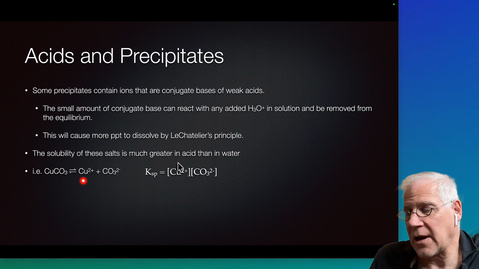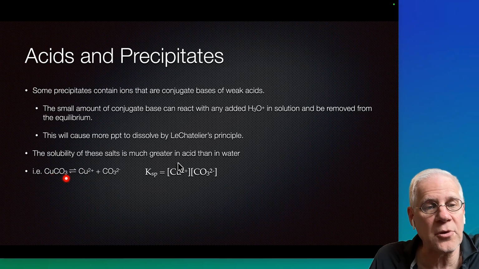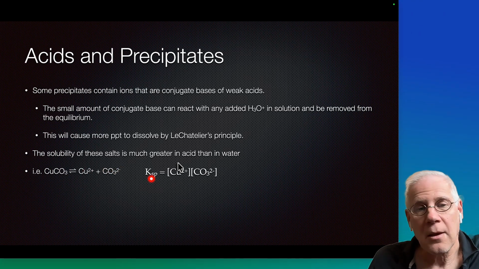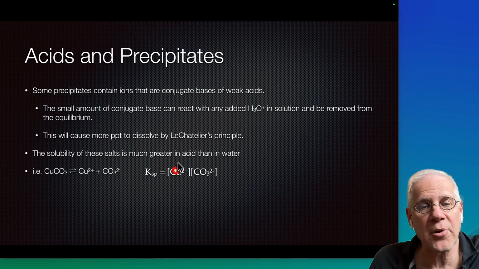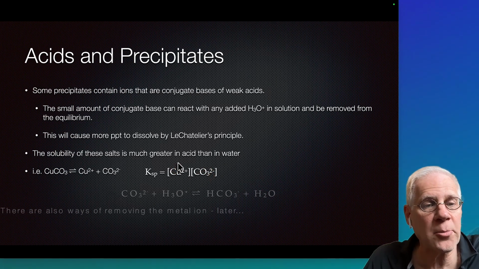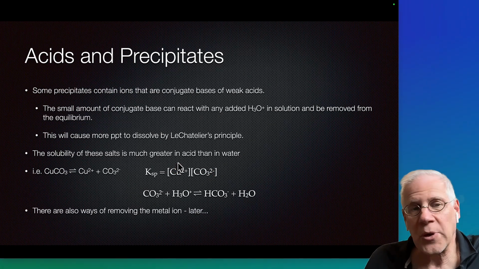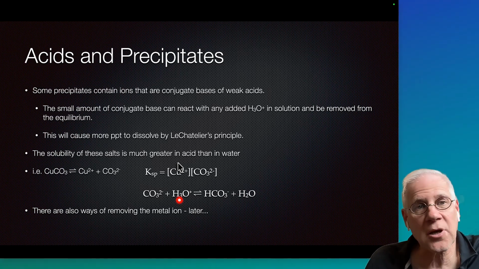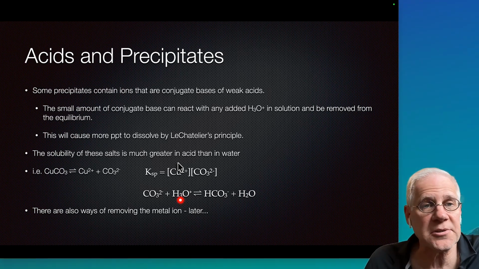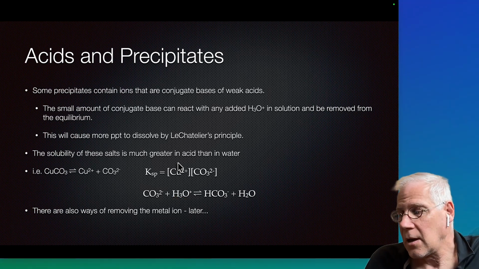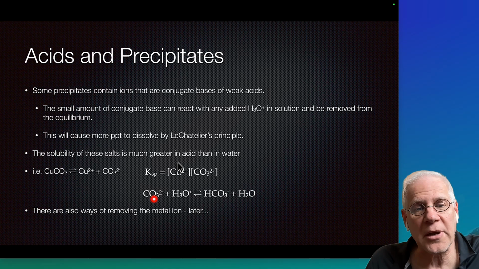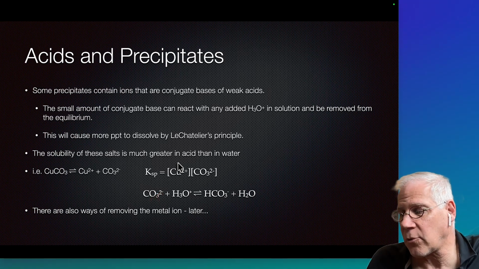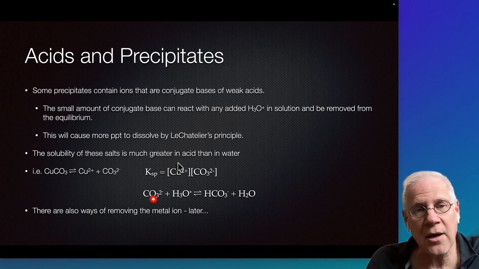So copper carbonate has a 1-to-1 ratio, so just CuCO3 goes to Cu2+ plus CO3 2-. Its KSP is going to be concentration of the copper ion times concentration of our carbonate. Now, when we add acid, it's going to come in the form of H3O+, so it can be any old acid that we're adding in. If it's an acid, it's going to have H3O+ in it. It's going to react with the carbonate ion, CO3 2-, and form the bicarbonate ion. You have a conjugate base and an acid.